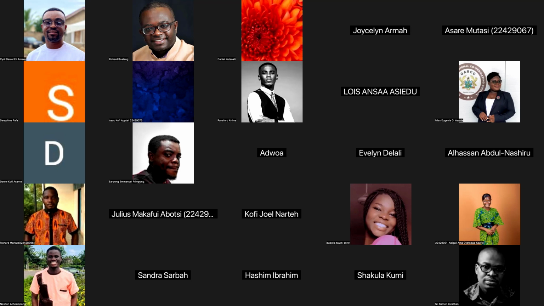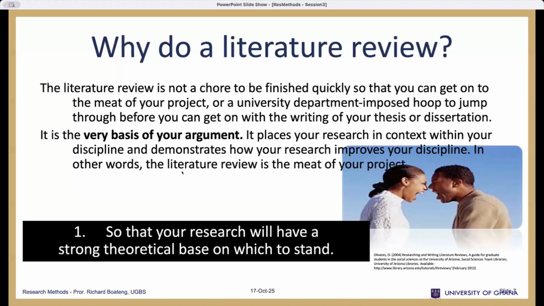Good. So what happens in the research we do is that we use the literature review to find what has been said in the past so that we can position our arguments and our work. It forms the very basis of our argument and places your research in context with the discipline. You get to know who and who in the area of study, marketing, accounting, finance, have done research in that area so that you can also learn from their work.